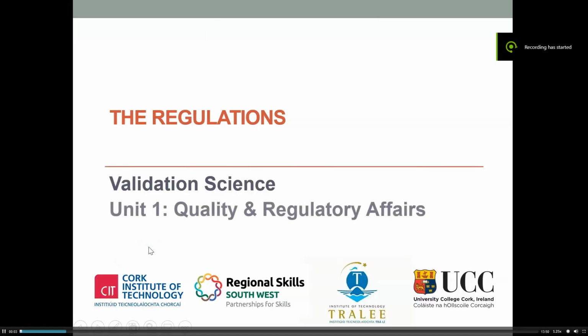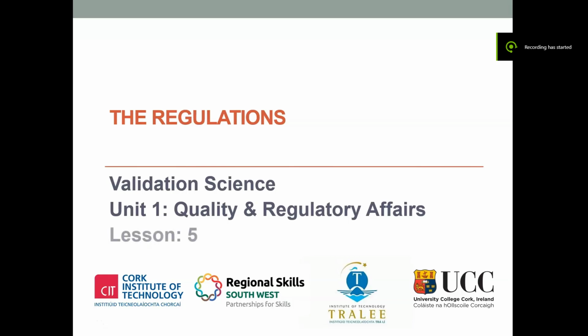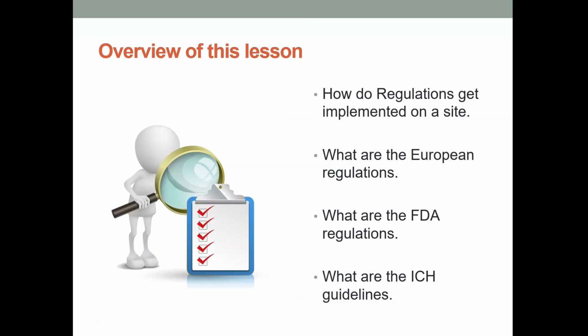This is Validation Science, Unit 1, Quality and Reg Affairs, and we are on Lesson 5. This lesson is about the regulations. The overview of this lesson: how do the regulations get implemented on a site?